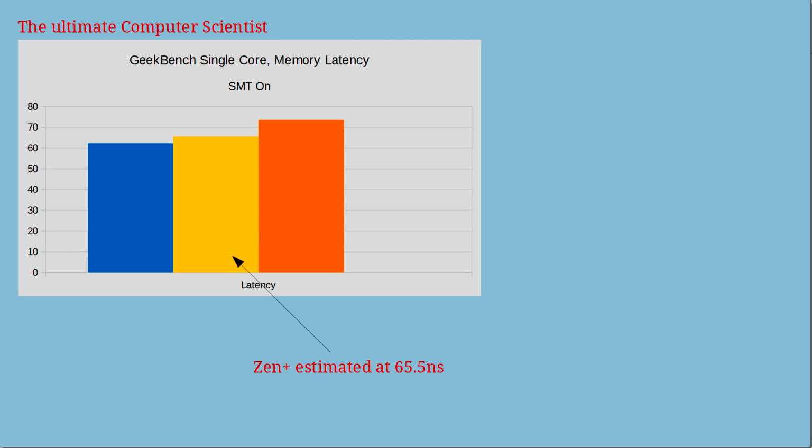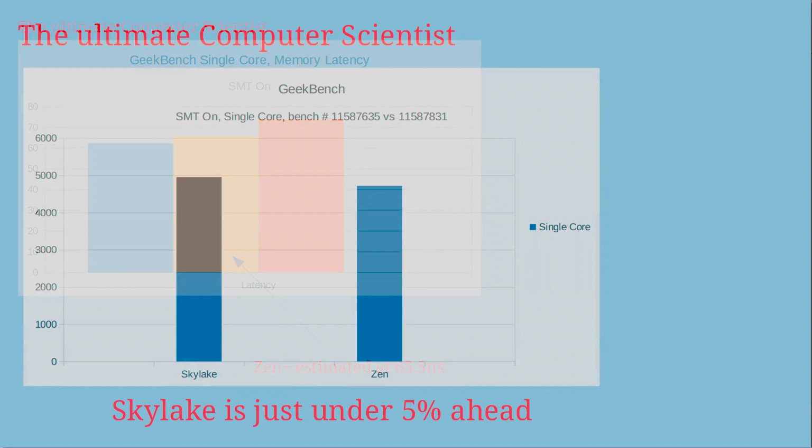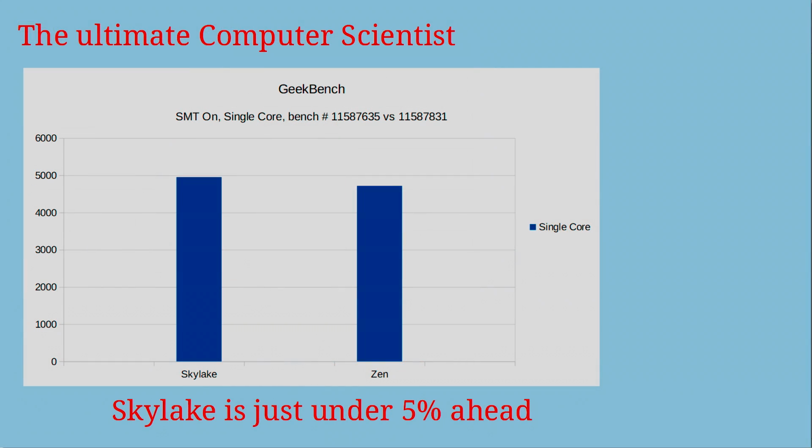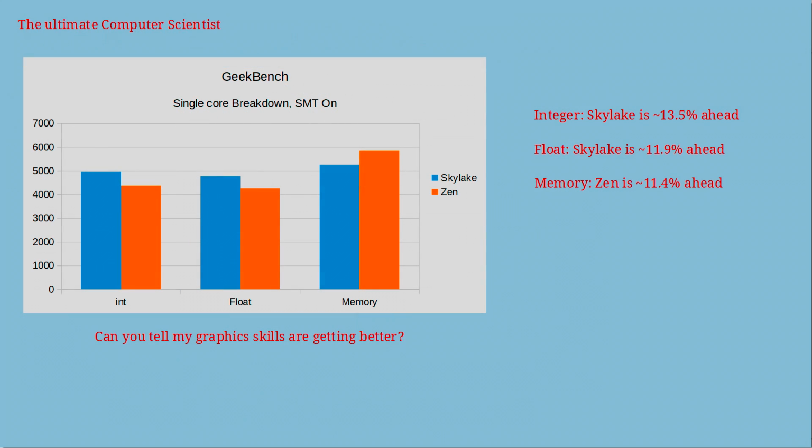Now, if you think the latencies here are interesting, there are certainly more surprising results for the disabled SMT ones. Anyway, long story short, Zen vs Skylake in single-core Geekbench has Skylake narrowly ahead. Skylake demolished Zen in pure floating point and integer workloads. However, Zen demolished Skylake in the memory benchmark.